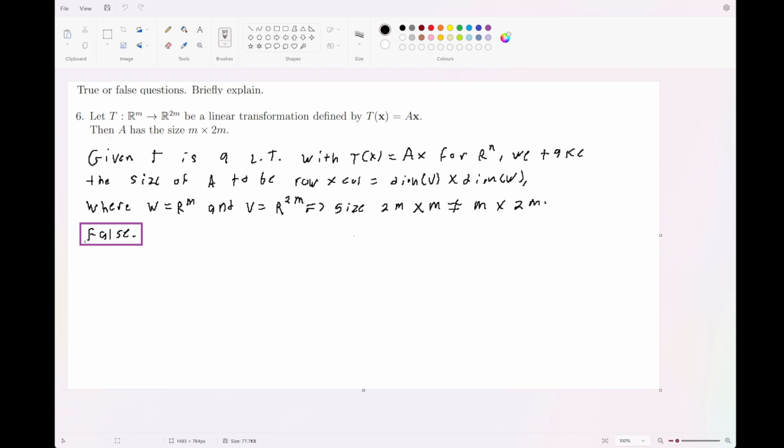So given T is a linear transformation, that's an important piece, with T(x) equals Ax for R^n. This is also important because we want the size of A, which is with respect to the transformation here. For our n, we take the size of A to be rows times columns, which is going to be equal to dim V times dim W, where we define W to be R^m and V equal to R^2m. Right, so that's going to imply that the size is going to be 2m times m, which is not equal to m times 2n up here. So that's just wrong. Right, and that's just more of a definition.